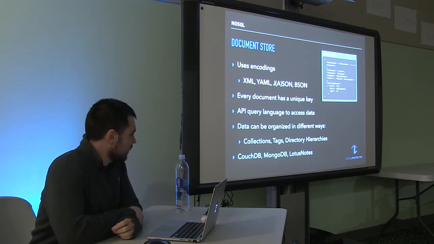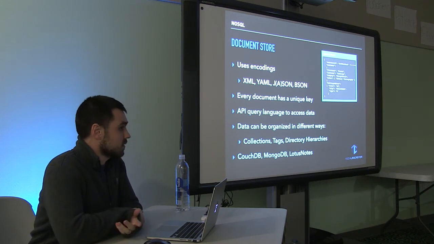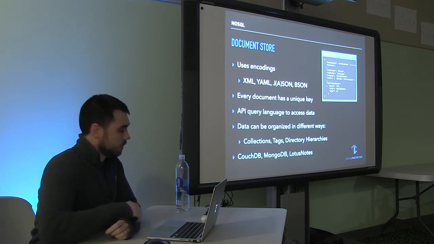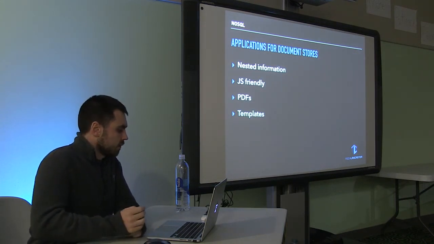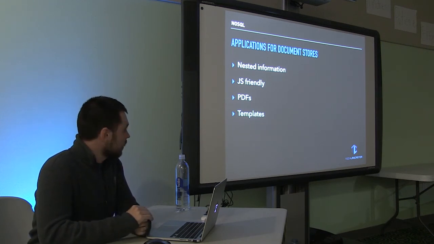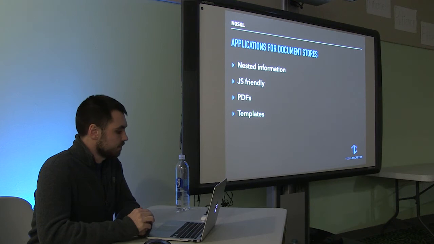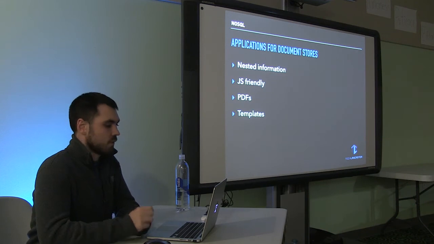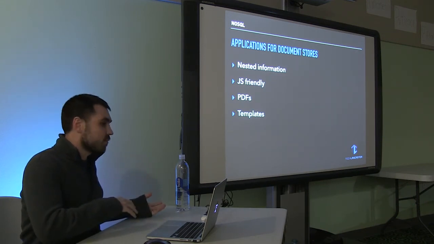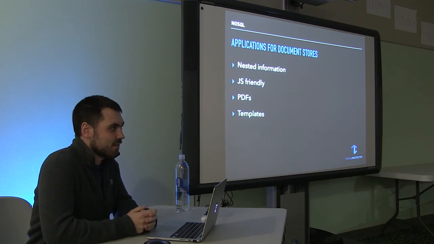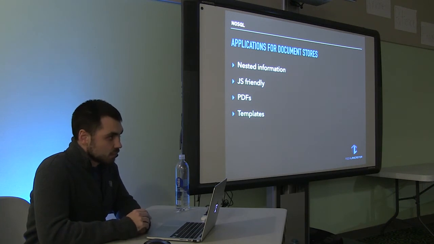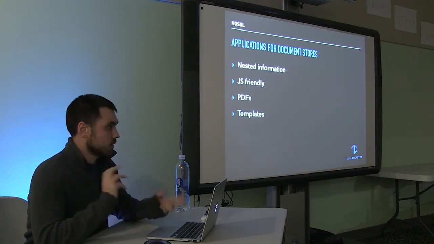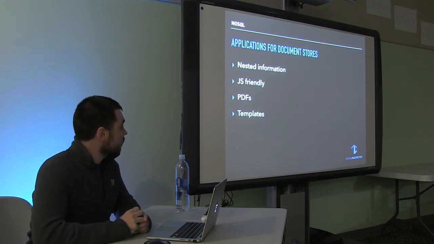And like CouchDB has already been shown, but now Mongo, and actually Lotus Notes is a document store, and it's been widely used for a very long time. So we can use this for a lot of nested information like JSON objects. It's obviously very JavaScript friendly. One thing I didn't mention, that we can actually put actual documents in here. So PDFs, I mean, it's just binary when it gets converted into the database. So put whatever you want in there. Templates to web pages, you can pull out all sorts of handlebars kind of stuff into your applications.